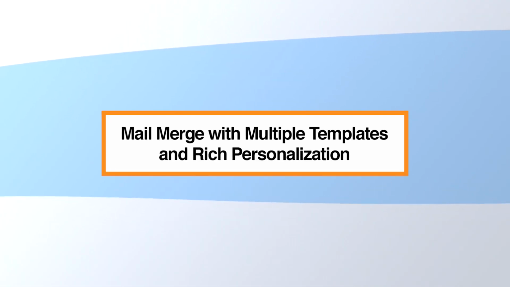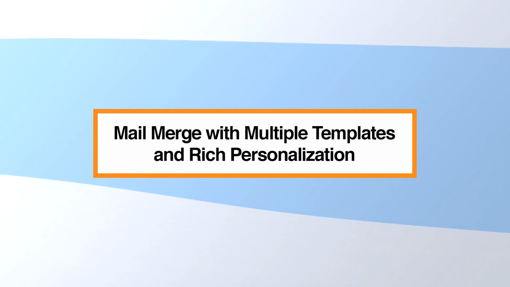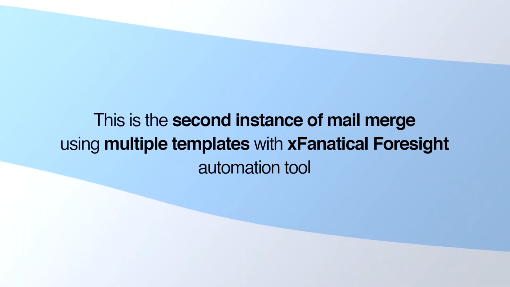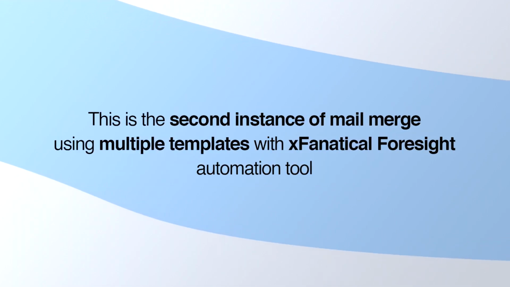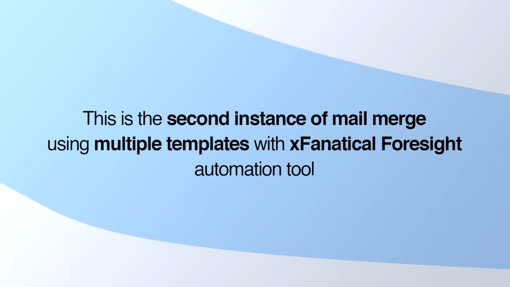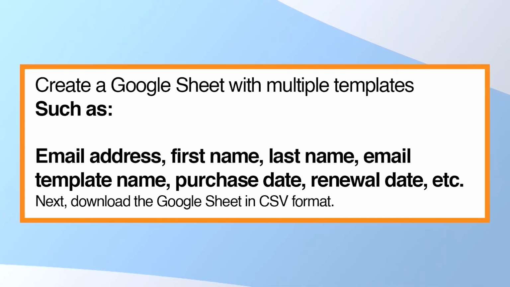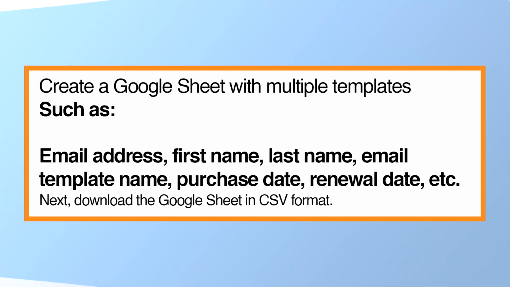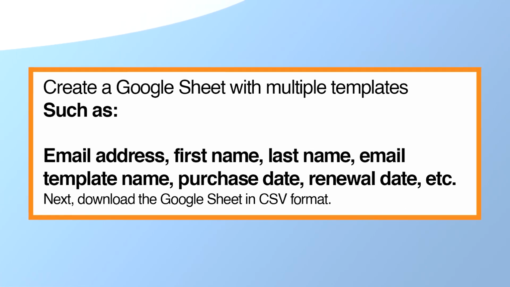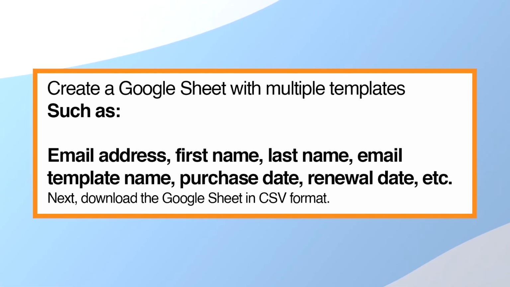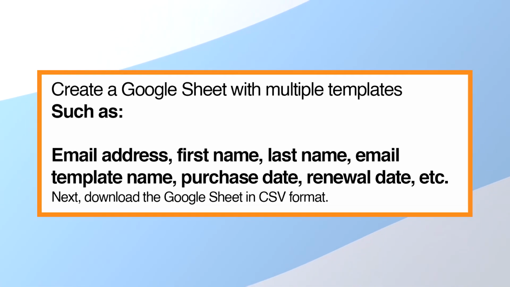Mail merge with multiple templates and rich personalization. This is the second instance of mail merge, using multiple templates with xFanatical Foresight Automation tool. Instructions. Create a Google Sheet with multiple columns such as email address, first name, last name, email template name, purchase date, renewal date, etc. Next, download the Google Sheet in CSV format.